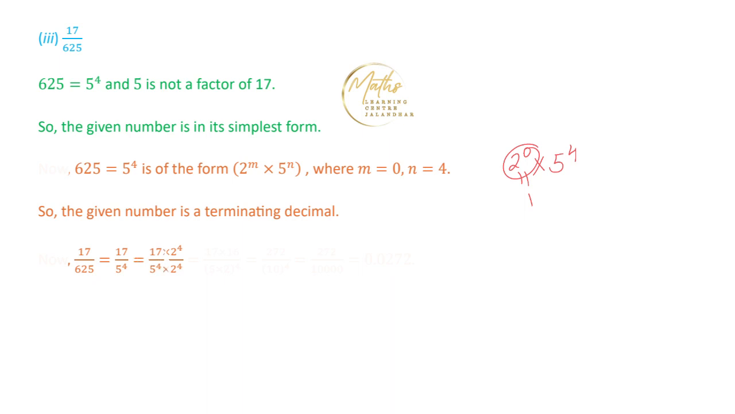2 raised to the power 4 is 16. The numerator will become 17 into 16, and the denominator is 2 into 5 raised to the power 4, which means 10 raised to the power 4, that is the number 10,000. So when we write this in decimal form, we get 0.0272. So this is the decimal representation of this number.